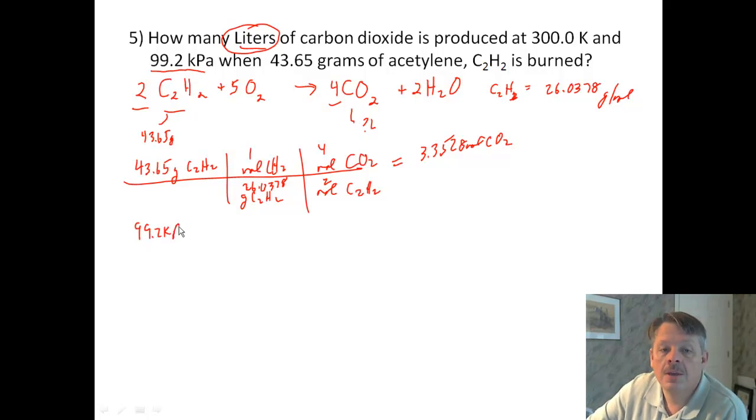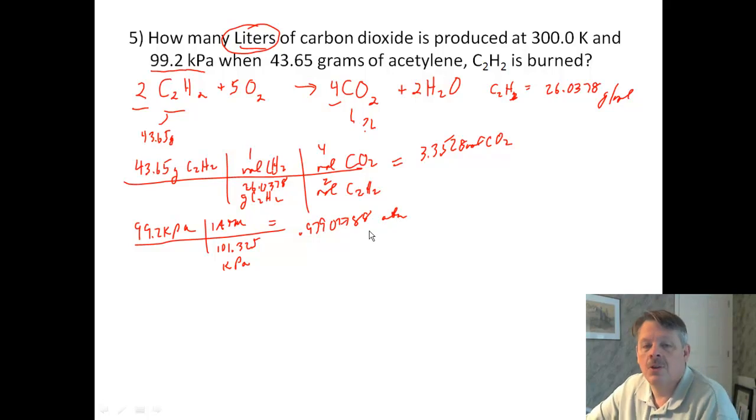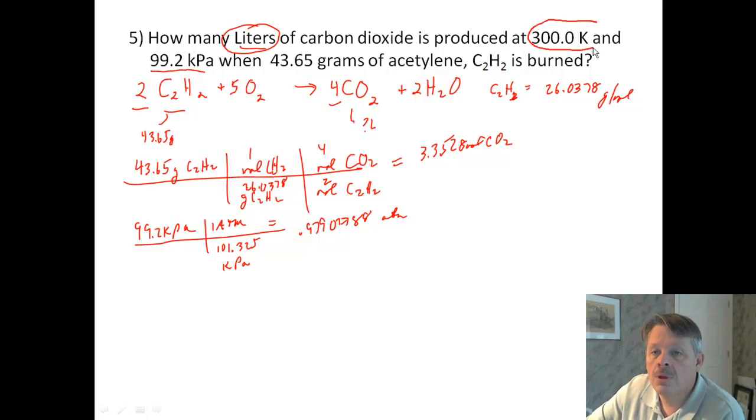99.2 kPa. We convert it to atmospheres. So that's 101.325 kPa in 1 atmosphere. So we just multiply that, actually we divide that out, and that's 0.9790278 atmospheres. Again, I realize I can't carry all those, but I'm going to do it for now just to not have rounding errors along the way. 300 Kelvin, our temperature is already in Kelvin, so I don't need to mess with that.